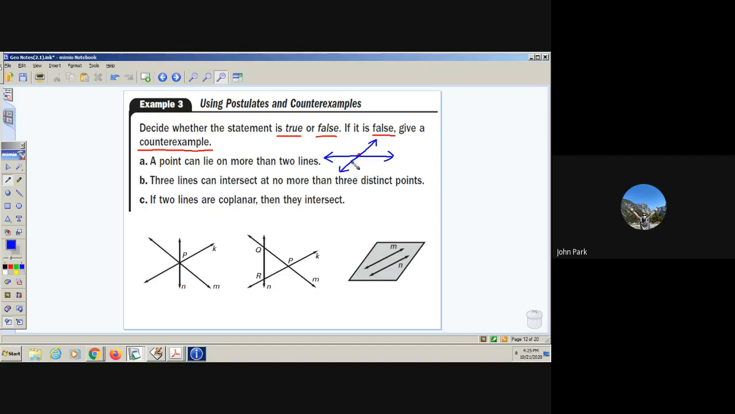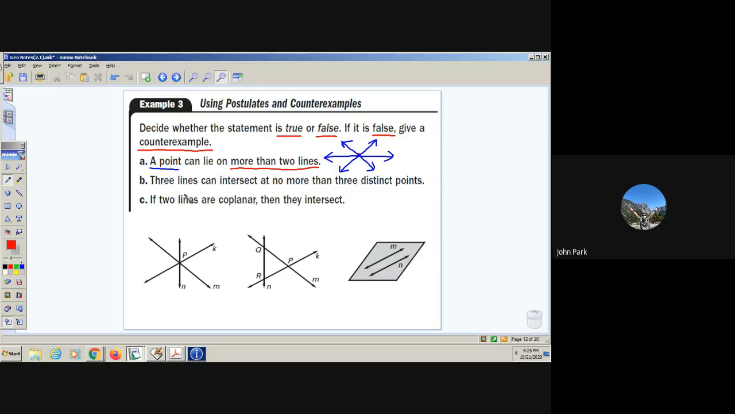That's where the two lines intersect at a point. I can draw another line like that. So I can draw infinitely many lines going through that point. So if you just have one point, it could lie on more than two lines, right? So you have three lines here, and so that is true, right? A point can lie on more than two lines. Well, actually, there's an example right here, right?